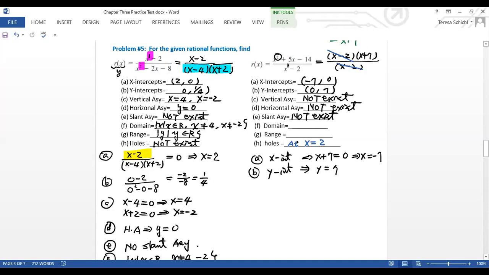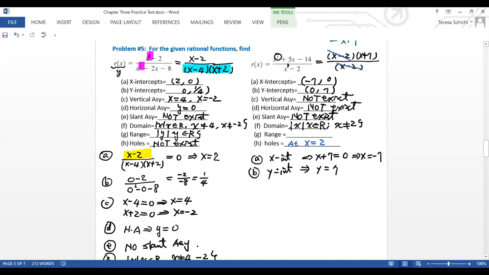Okay, and now the next thing is, what is the domain here, right? The domain is everything, but I have a hole here. A hole means you cannot have that value. So my domain is: x belongs to the real numbers, but x cannot equal 2. Okay, so now let's take a look.